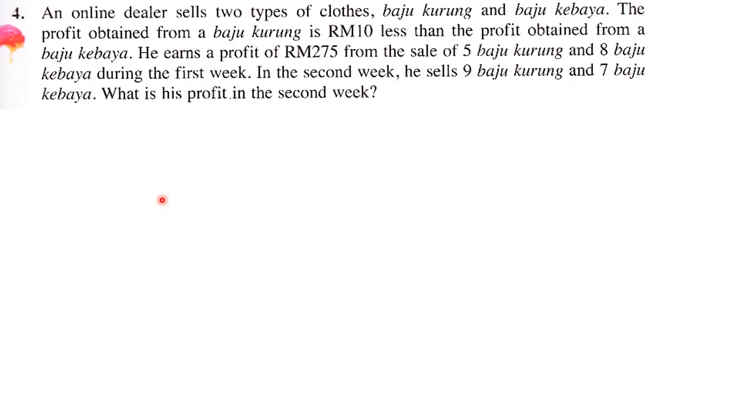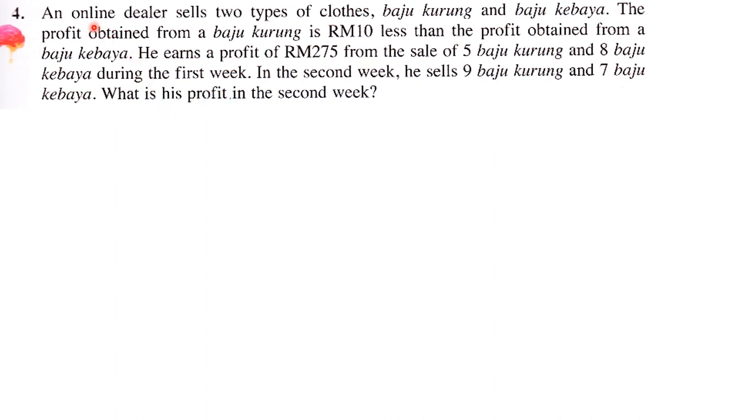Next question. An online dealer sells two types of clothes, baju kurung and baju kebaya. The profit obtained from a baju kurung is 10 ringgit less than the profit obtained by a baju kebaya. He earns a profit of 275 ringgit from the sales of 5 baju kurung and 8 baju kebaya during the first week. In the second week, he sells 9 baju kurung and 7 baju kebaya. What is his profit in the second week?